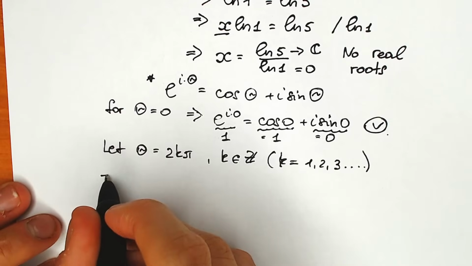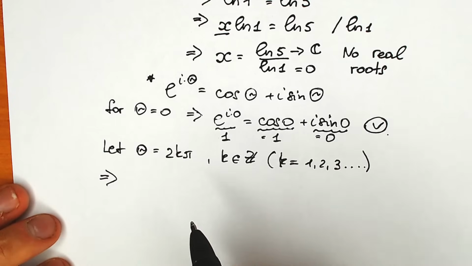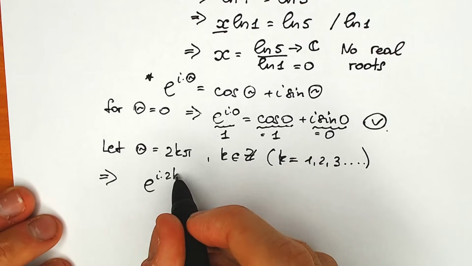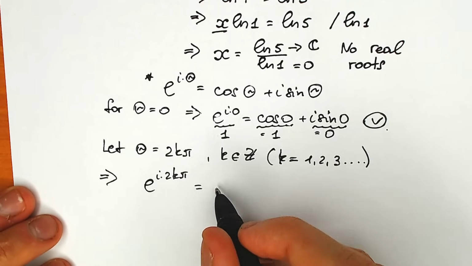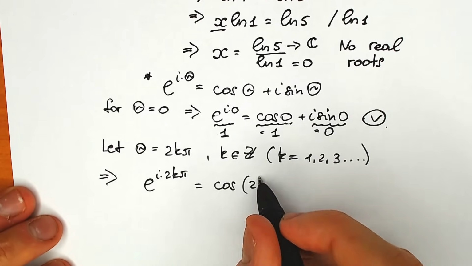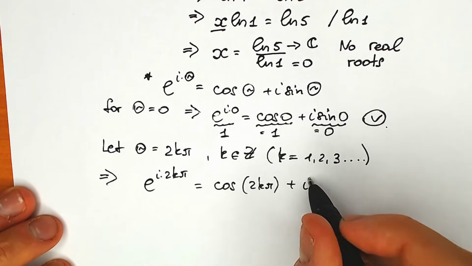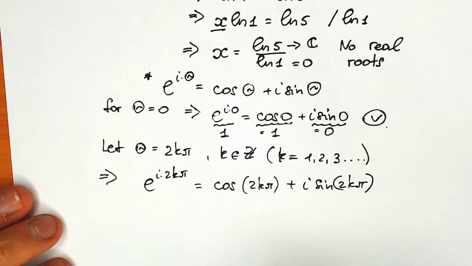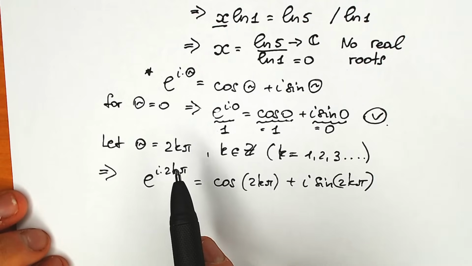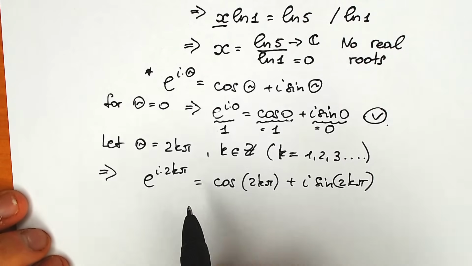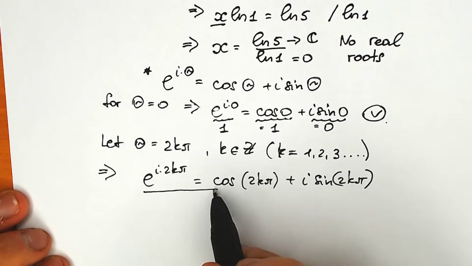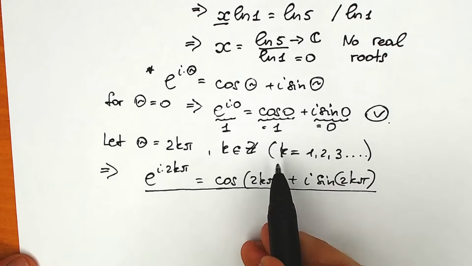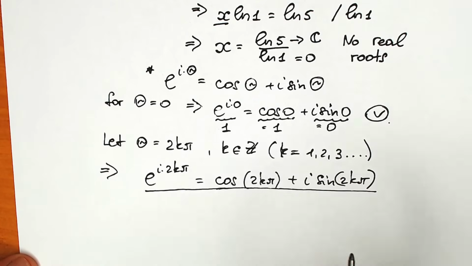How does our expression look at this moment? e to the power i times 2k pi equals cosine 2k pi plus i times sine 2k pi. So in terms of this substitution, we have this expression. Instead of theta, we plugged in 2k pi. This is an extremely important expression because now we're going to see what will happen when k is equal to 1, 2, and 3, and of course a lot of these cases.